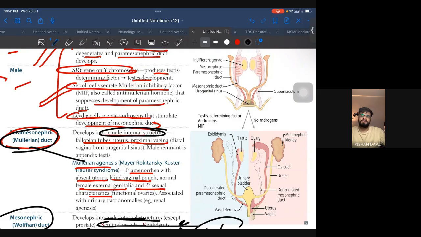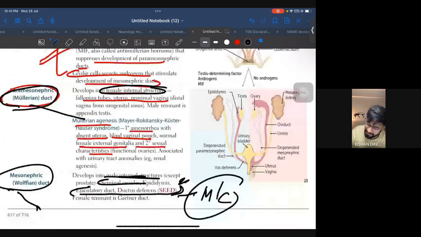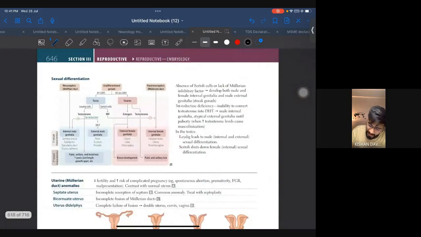Sertoli cells are responsible for Mullerian inhibiting factor. Leydig cells are responsible for mesonephric duct proliferation. All right, both the paramesonephric and mesonephric ducts are responsible for forming internal structures in both male and female. All right, so that's it. Let's move ahead. Sexual differentiation.